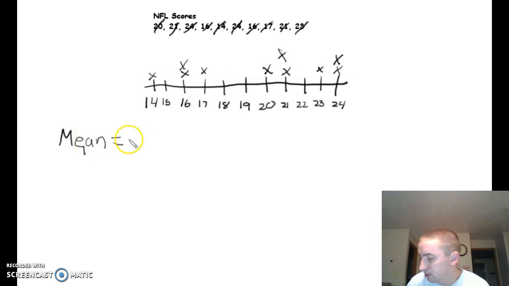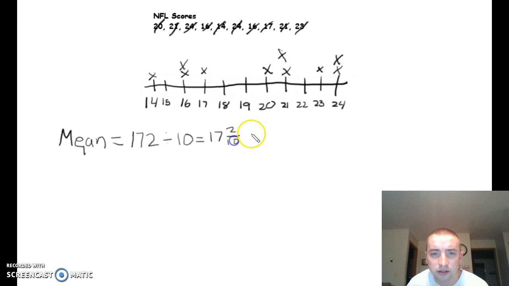So if I add those up, I get 172. And then there's 10 numbers, so I'm going to divide it by 10. So you'd get 17 and 2/10, or 17 and 1/5.